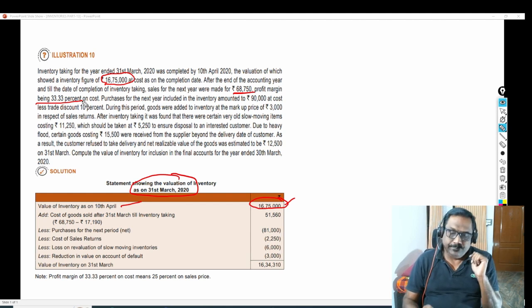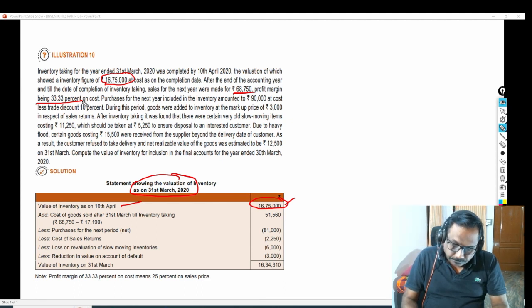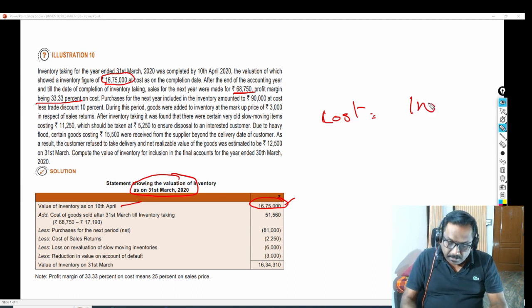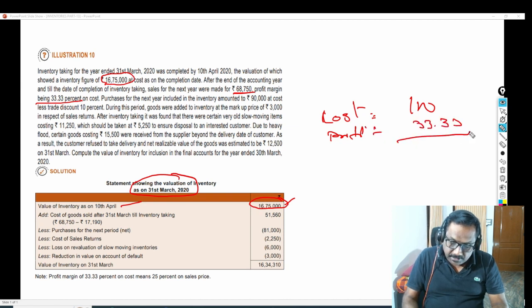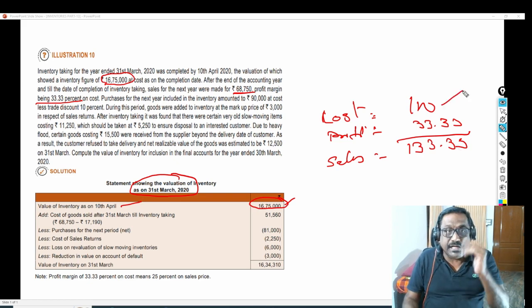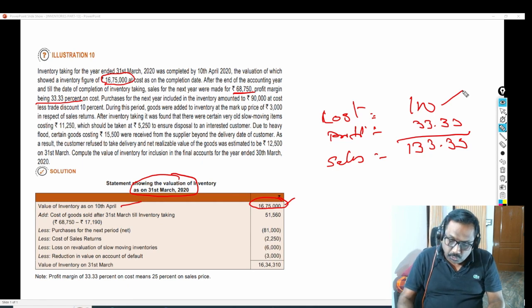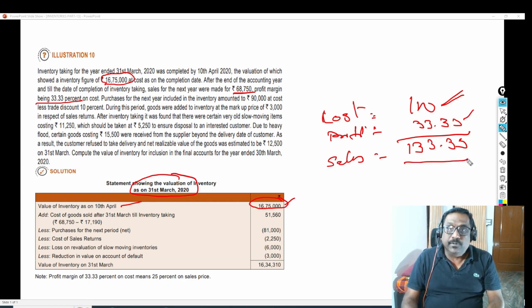So how do I arrive at it? Simple. Suppose they have not given the cost. So we need to arrive at the cost. They have given the sale value. So let us assume that cost is equal to 100. We don't know, we are taking that cost as 100. What is the profit margin? Profit margin is 33.33%. That means sales value is how much? 133.33. Very simple. Let us assume cost is 100 because we don't know the cost. He has not given the cost. He has given straight away 68,750 as sale value. So let us take cost as 100, profit margin 33.33, and add these two. You will get the sales value of 133.33.